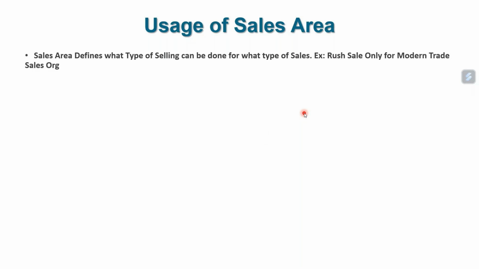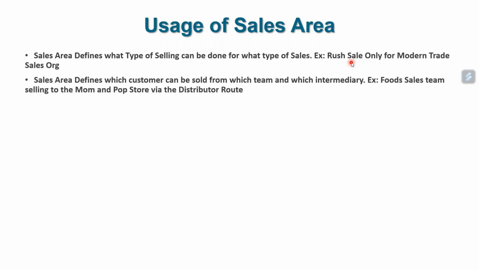Now what's the usage of a sales area? So basically you can define what can be done for what type of sales. There's a concept called rush sales where you rush stuff and do a sale really fast. We will talk about that in our sessions. So you can say I want to do my rush sale only for the modern trade sales org, this kind of channel and this kind of division.